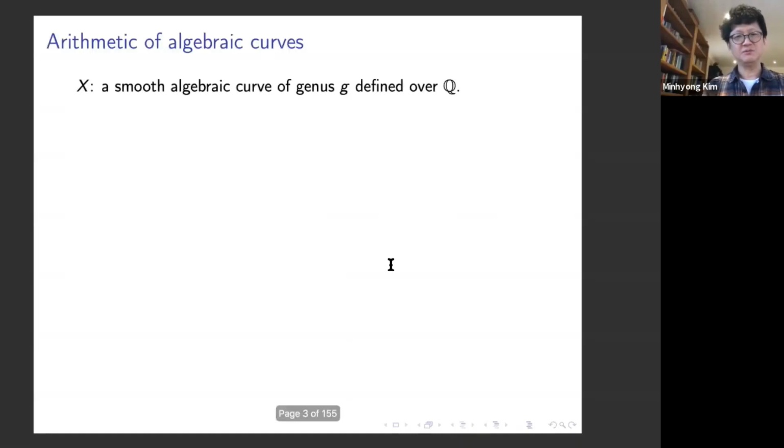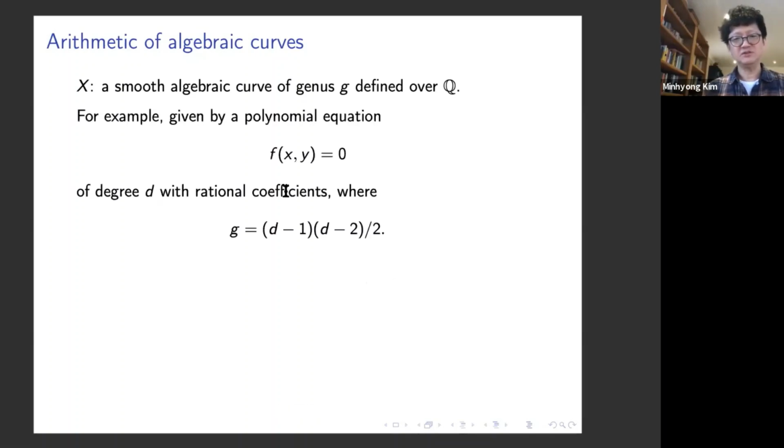So the basic problem, of course, is that we are studying a smooth algebraic curve defined over Q. You can do this over other fields as well, but I'll just stick to Q for concreteness, of genus g. As you know, genus g means most of the time we're just looking at a two-variable polynomial equation with rational coefficients of degree d, where the genus and degree are related by this formula most of the time, as long as you avoid the singular cases.